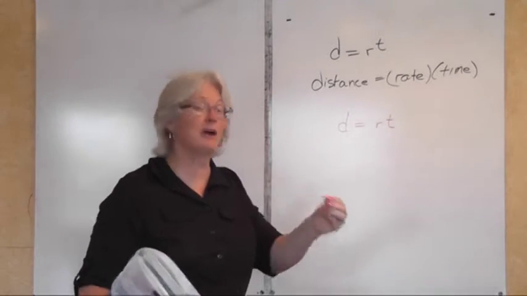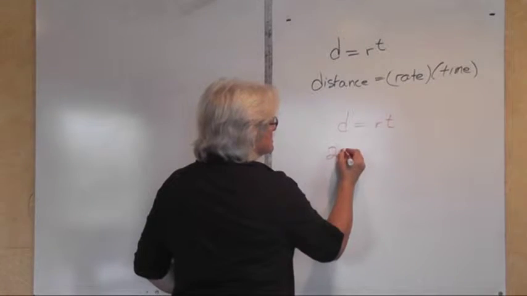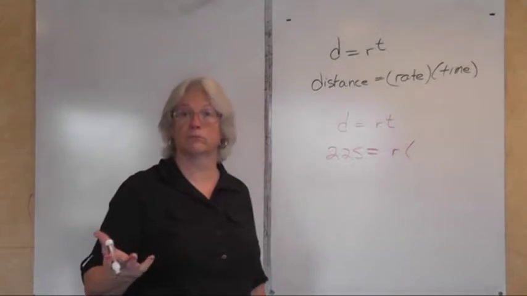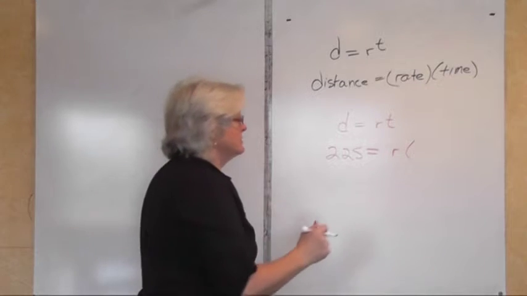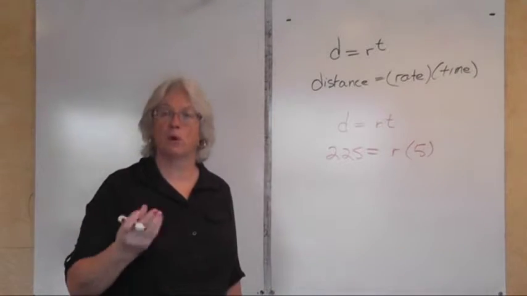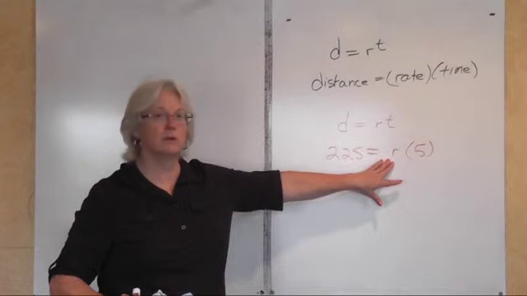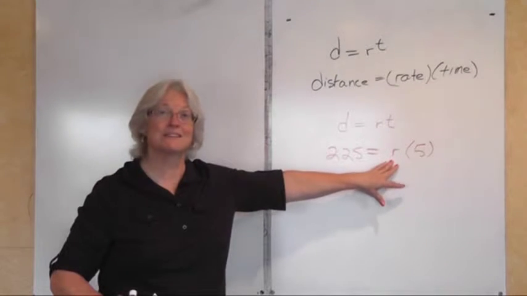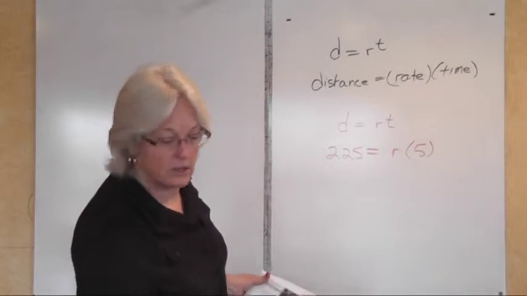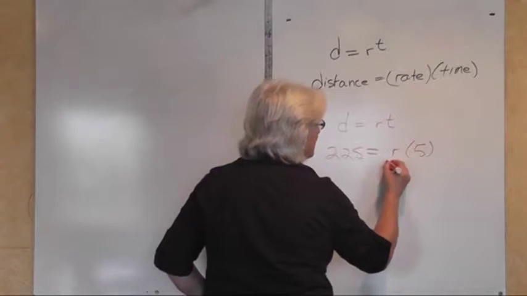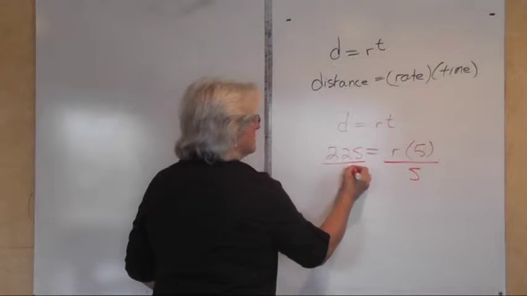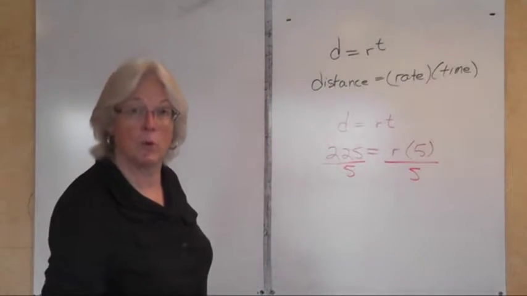Our problem tells us that we've traveled 225 miles. So we have 225 is equal to r times, now how long have we traveled? It says 5 hours. So we just simply substitute in the 5 for our variable t. What are we trying to find out? We're trying to find out the rate. That means that we want to isolate this variable here all by itself. How do we do that? Well, the rate has been multiplied by 5, so we're going to divide by 5. Inverse operation, do the same thing to both sides of the equation. You keep your equation in balance.